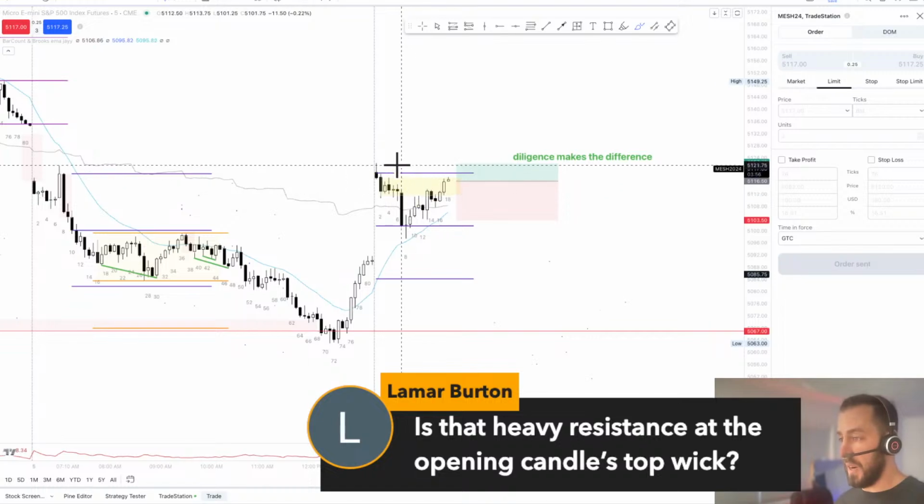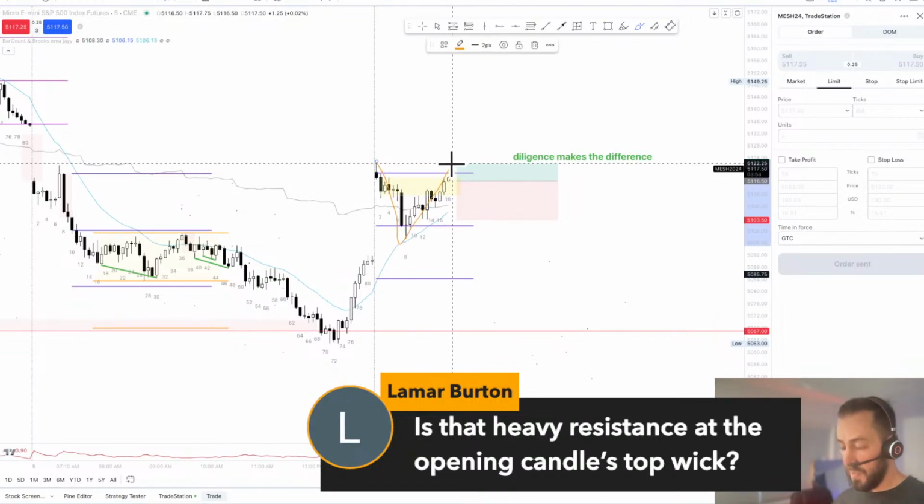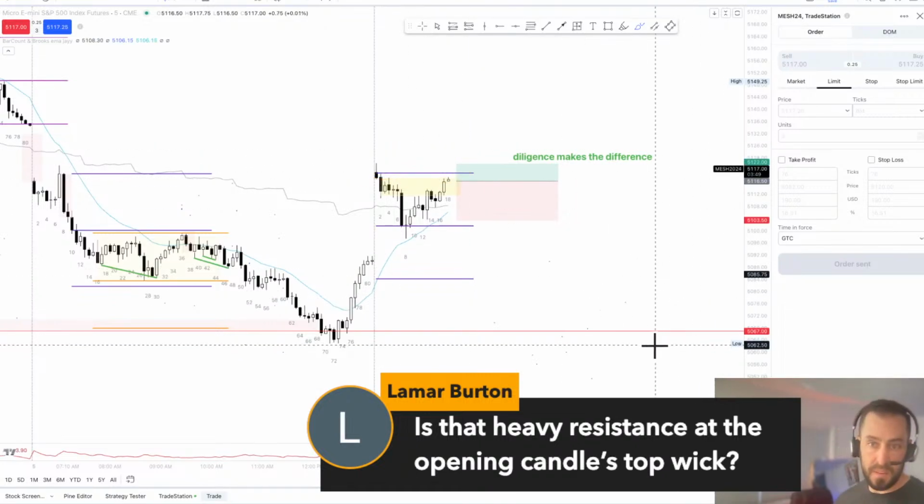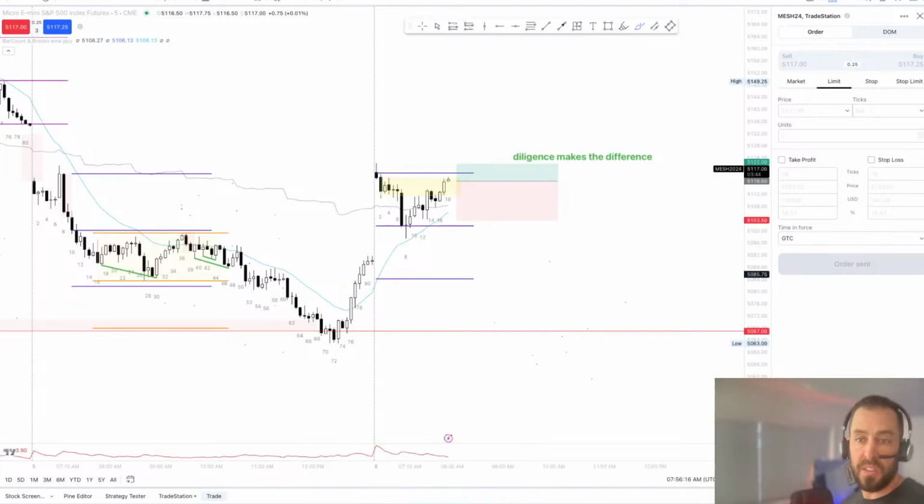But technically we're in a trading range because we went down and now we went up, right? So we're going to see what happens here. Key decision point. Lamar, thanks for your question.